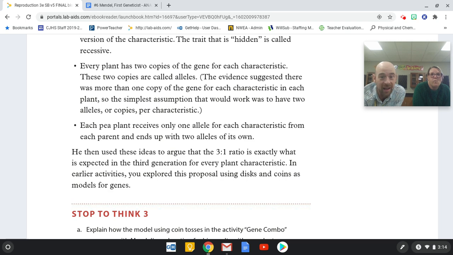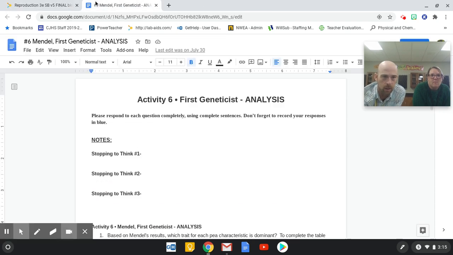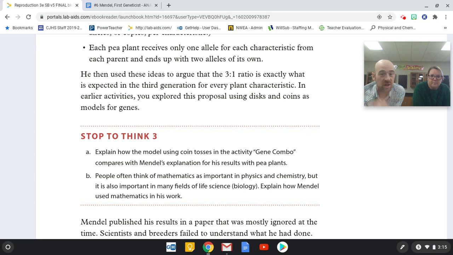So now the next thing you're going to do is go into that same document, this document right here, and answer stopping to think question 3. If you notice, there's 2 questions again, so there needs to be 2 answers. Stopping to think question 3A says this: explain how the model using coin tosses in the activity gene combo compares with Mendel's explanations for his results with pea plants. So you should notice they have some things in common. We want you to tell us what they have in common.